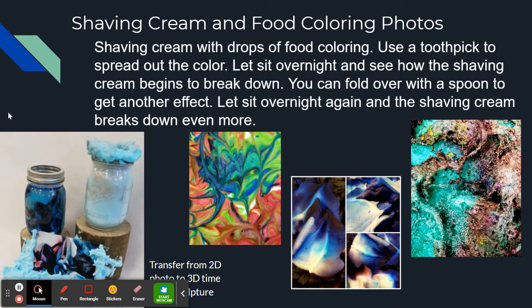And then there's shaving cream and food coloring photos. Using shaving cream dots of food coloring, you use a toothpick to spread out the color, let it sit overnight, and see how the shaving cream begins to break down. You can fold over the shaving cream with a spoon to get another effect and let it sit overnight again. Eventually it just breaks down more and more day by day. You can also do a live sculpture of the different stages of the shaving cream.